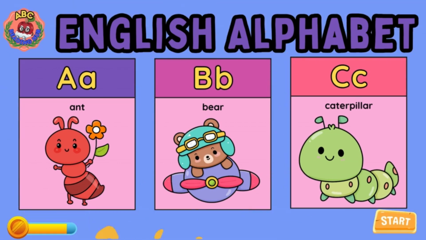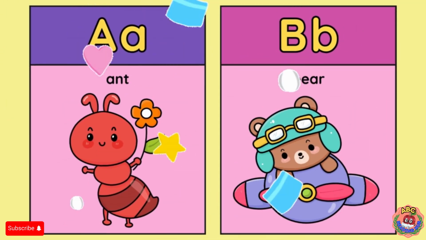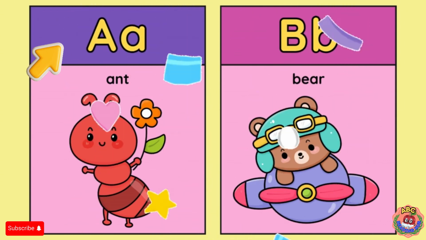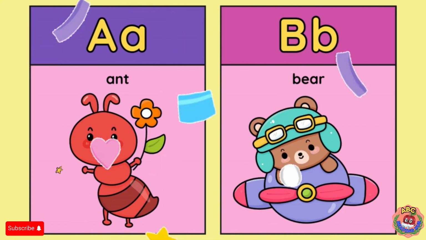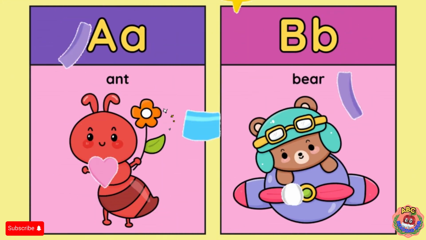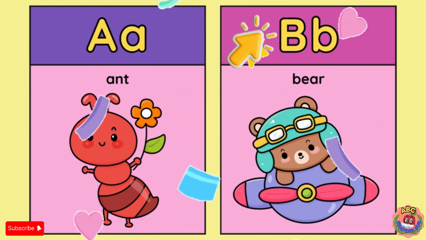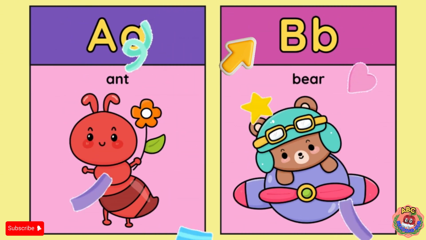Hi kids, adventure! Today we're going to learn about the English alphabet. The letter A. A is for ant. Ant. The letter B. B is for bear. Bear.